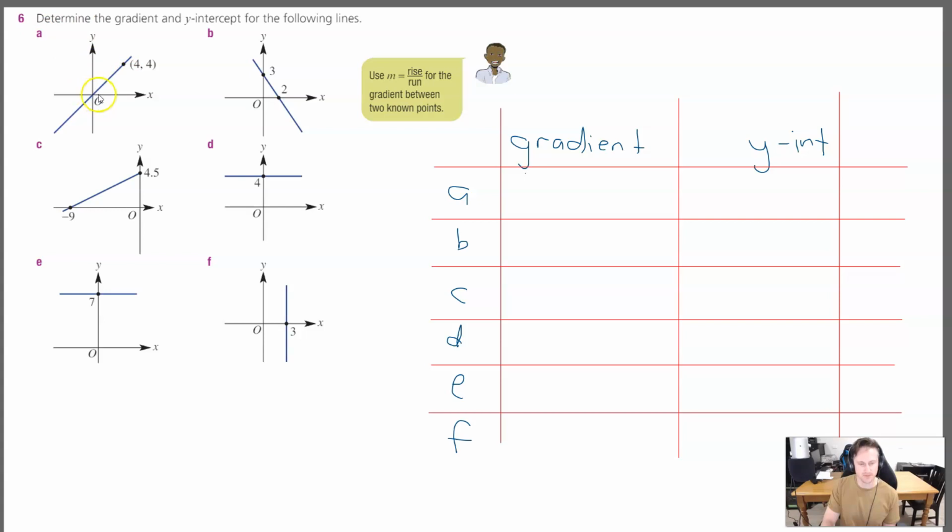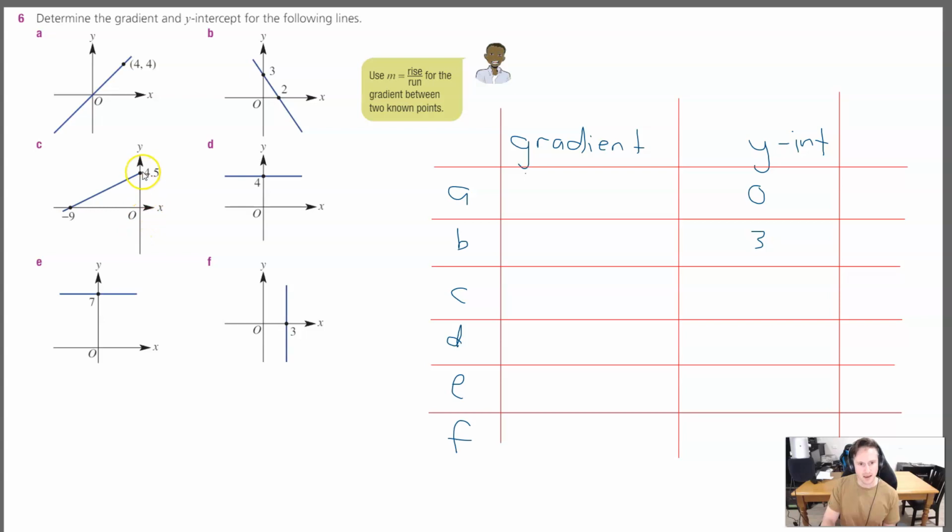It's in the origin. So the y-intercept is 0. For B, when does this line cut through the y-axis? It's here. And that's at 3. Okay. Now this isn't giving you coordinates, which is the tricky thing. That's just saying 3, which means 3 on the y-axis. So I'm just going to put a 3 there.